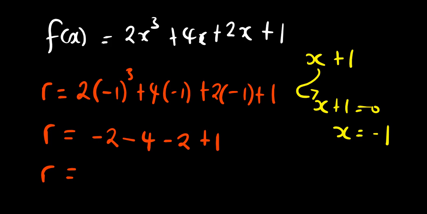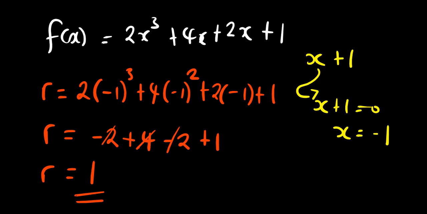Wait, this was supposed to be squared here. So 4x is squared, and negative 1 squared gives you a positive 1, then multiplied by 4, so that term is a positive 4. Then negative 2 and negative 2 give you negative 4. Negative 4 plus 4 is 0, so you just have the 1. So our remainder in this case is equal to 1.